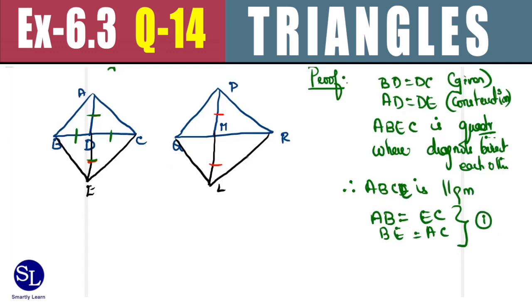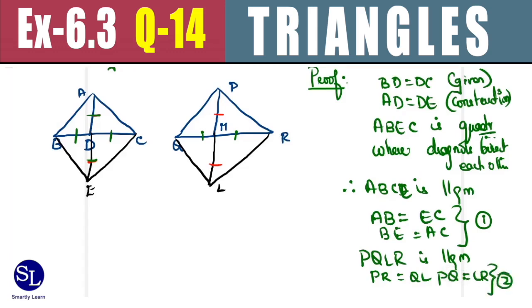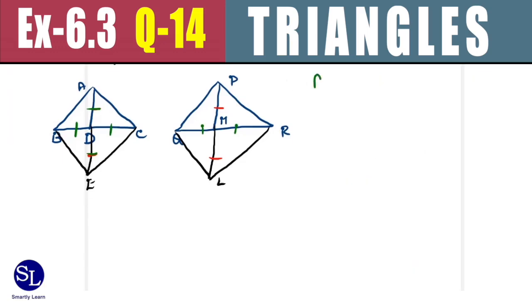Now, similarly, for the same reason, PQLR is another parallelogram, because the diagonals are bisecting each other, as given to us. This means PR is equal to QL and PQ is equal to LR. I'm going to mark this as 2 for further reference in writing our proof. What is next given to us was the sides that are proportional, right? So let's take that up.